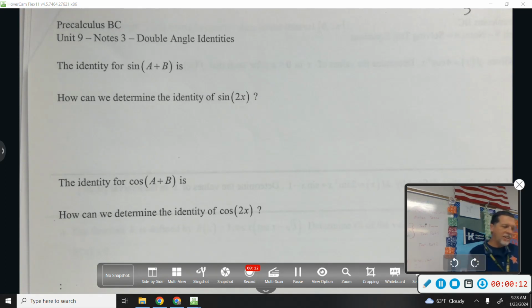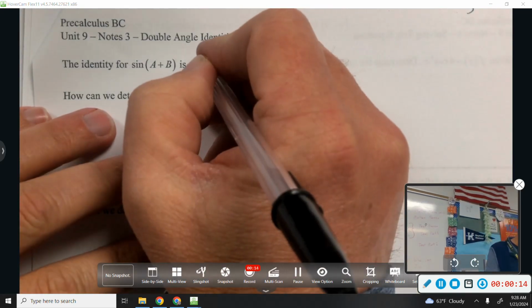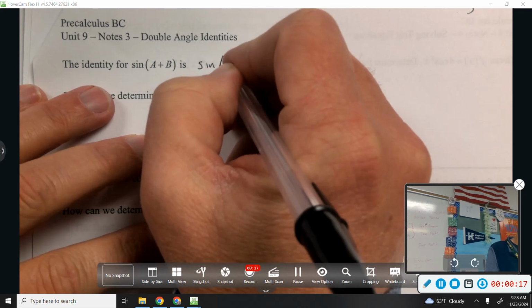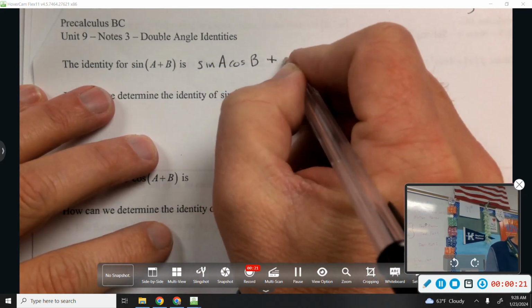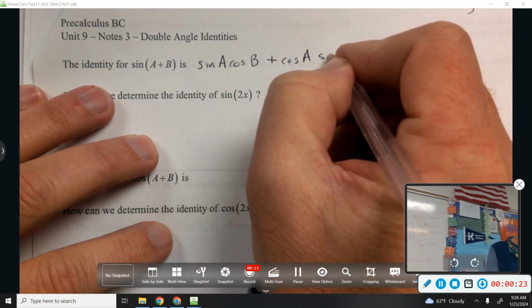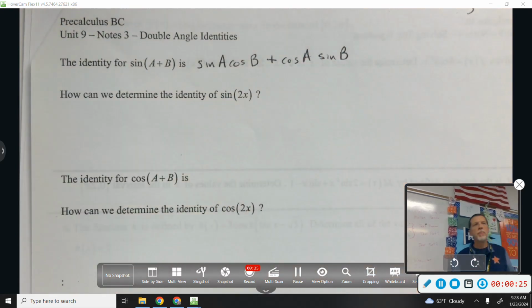Let's see, the identity for sine of a plus b. That would be sine a cosine b plus cosine a sine b. Hopefully you have that memorized. If not, hope you memorize it soon.